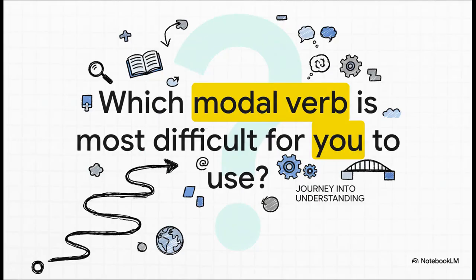So, if there's one thing you take away from all of this, it's that context is king. You have to stop looking for that one simple translation, because it just doesn't exist. Really mastering modal verbs is all about understanding the situation, not just memorizing a list of words. Which brings me to my final question for you. Now that you have this framework, what's the one modal verb that still challenges you the most? Think about it.